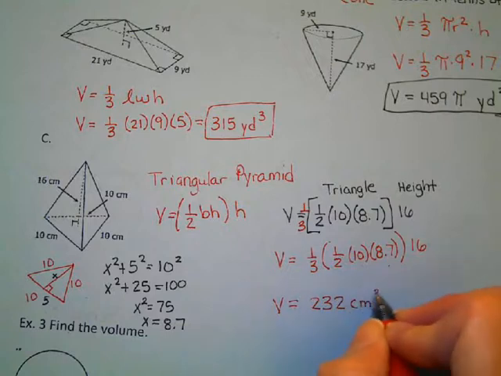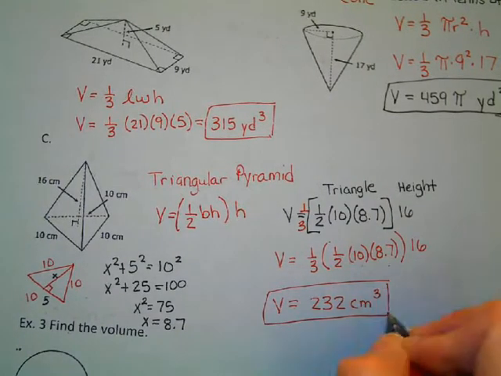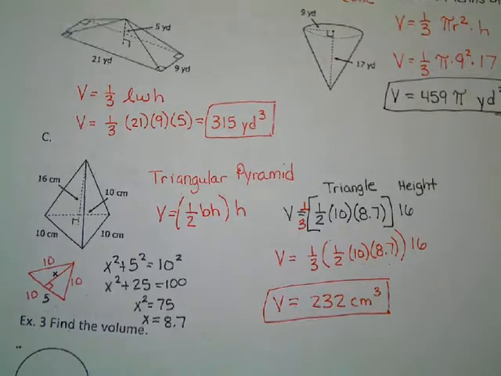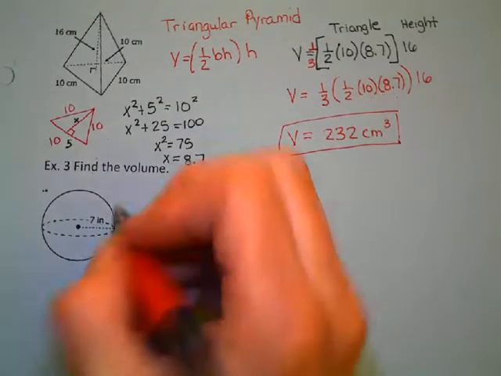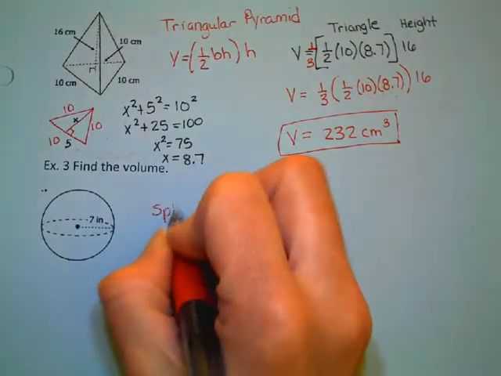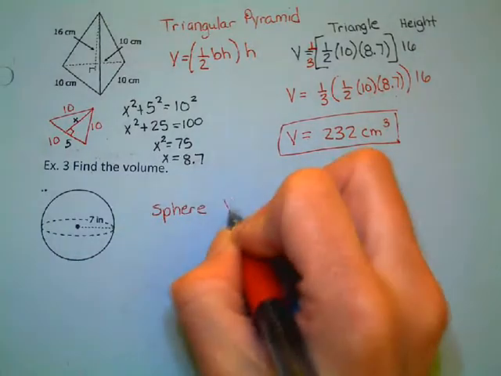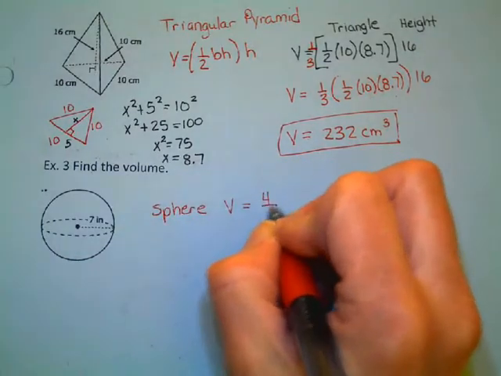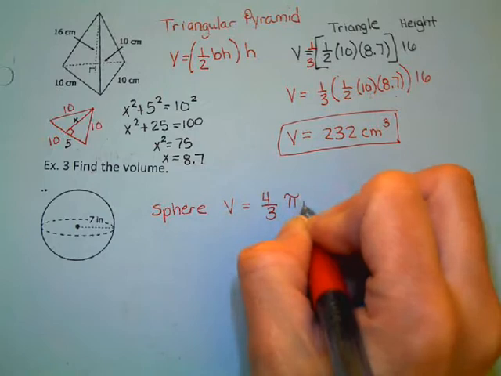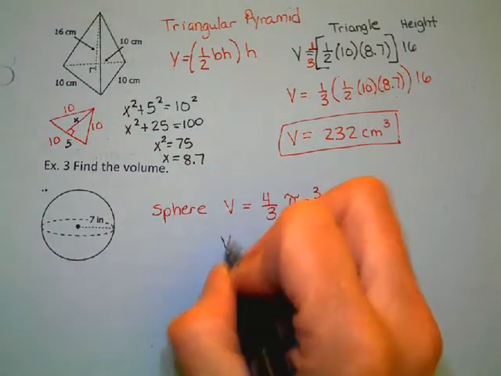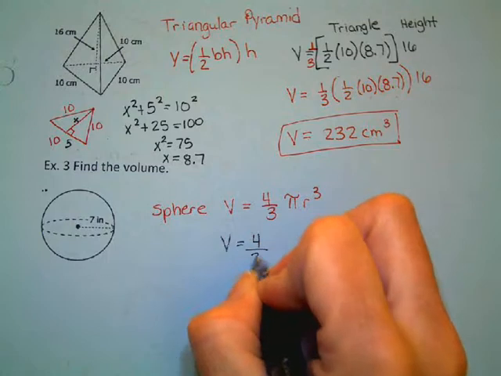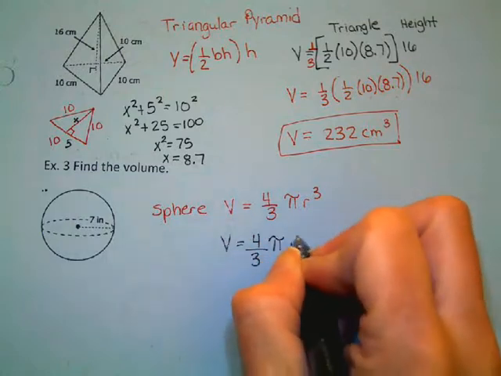Alright, so all those had 1/3 in front of them because they all go to a point. Pyramids and cones have the same formula. The last one is a sphere. A sphere has its own formula. Volume of a sphere is 4/3 pi r cubed. This one has a radius of 7. This one says leave in terms of pi.